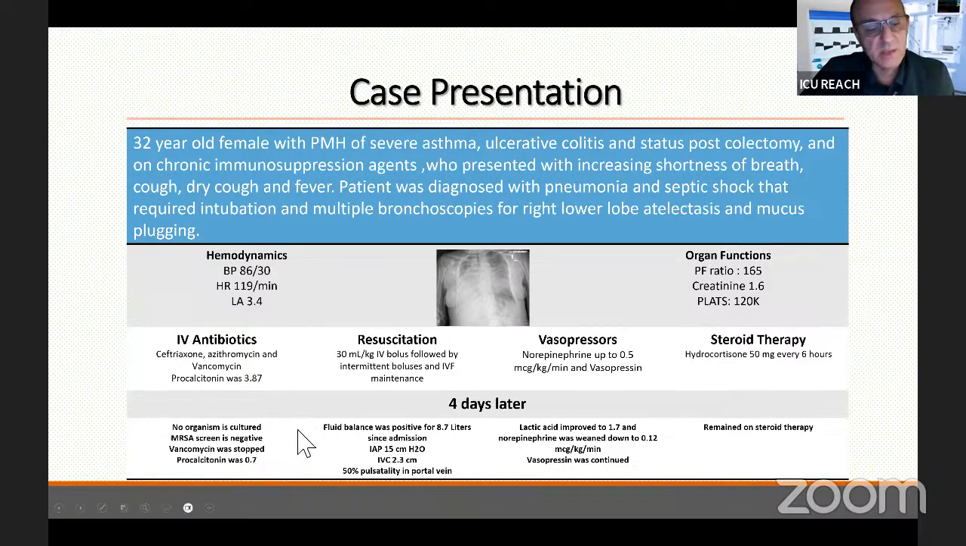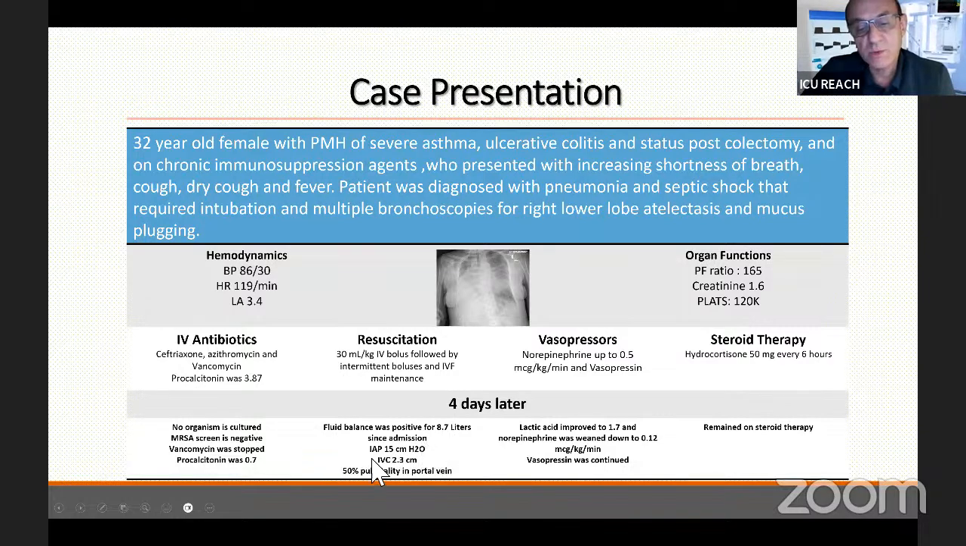She did better. Four days later, the culture showed no organisms. The MRSA screen was negative. Vancomycin was stopped, and ceftriaxone and azithromycin were continued. The procalcitonin was 0.7, so down from 3.87 to 0.7. The fluid balance by 4 days was positive for a total of 8.7 liters since admission. Her intra-abdominal pressure was 15 centimeters of water.